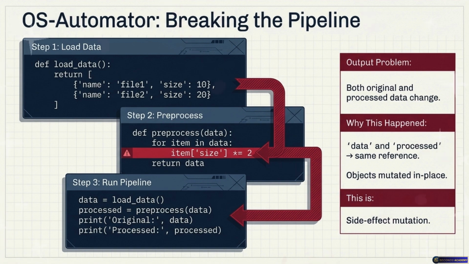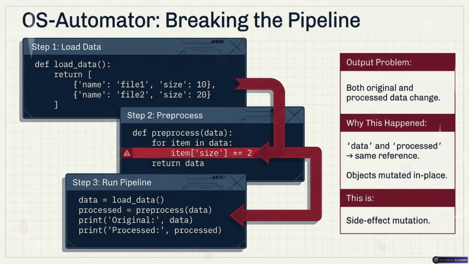Right. Step 2 is preprocessing. We write a function that loops through that data and multiplies the file size by 2, for scaling purposes. Makes sense. We run the function, and we save the output to a new variable called processed. So now we have a data variable and a processed variable. Two separate variables. Exactly. We print them both. But the trap springs. Both have changed. The original data no longer says 10 and 20. It says 20 and 40. Yep. The intention was to process a copy, but the original source was completely overwritten.